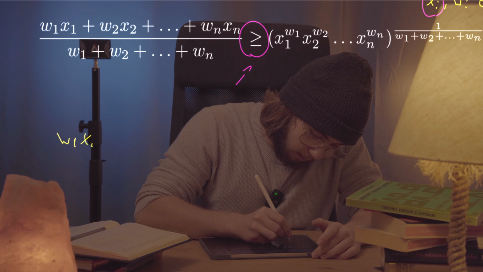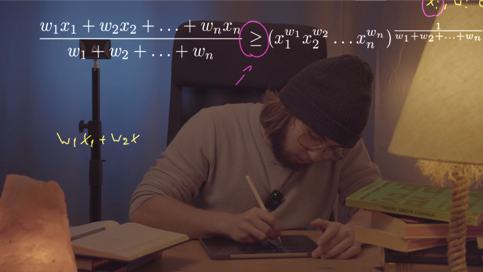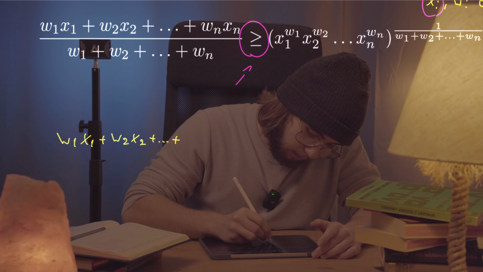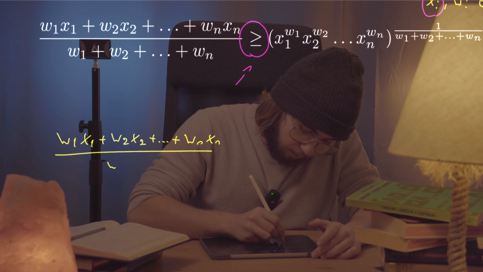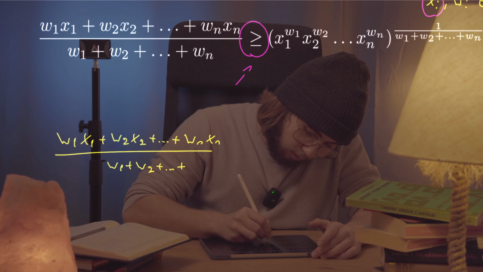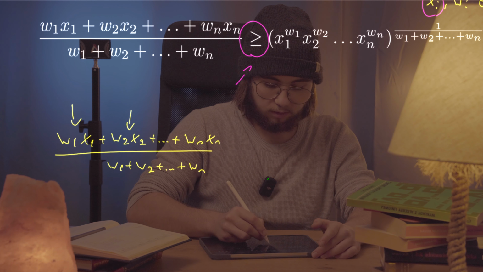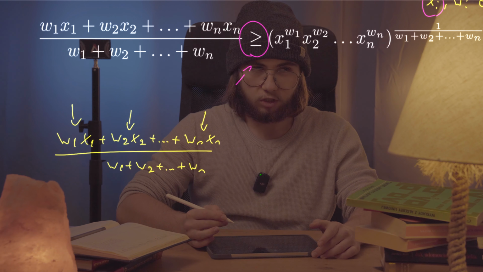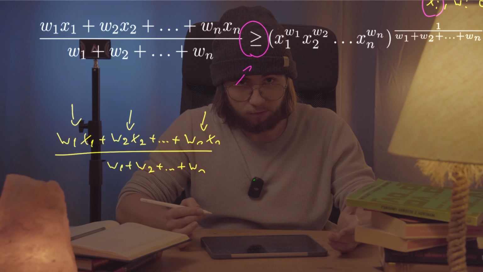So we will get w1 multiplied by x1, then w2 multiplied by x2, and then all the way up to wn multiplied by xn, and then all divided by the sum of our w's. But what we can do here is interpret this multiplication by those weights as just repeated addition of those x's we multiplied those w's by.